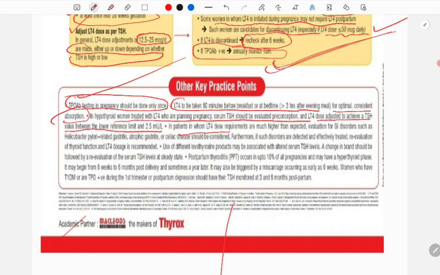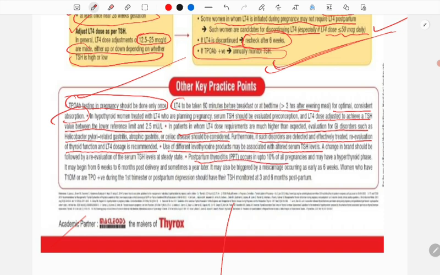In patients whose levothyroxine dose requirement is much higher than the expected value, evaluation for GI disorders such as H. pylori related gastritis, atrophic gastritis, and celiac disease should be considered. Furthermore, if such disorders are detected, re-evaluation of thyroid function and levothyroxine dose should be recommended. Use of a different levothyroxine product may be associated with altered serum TSH level. A change in brand should be followed by re-evaluation of TSH at steady state.